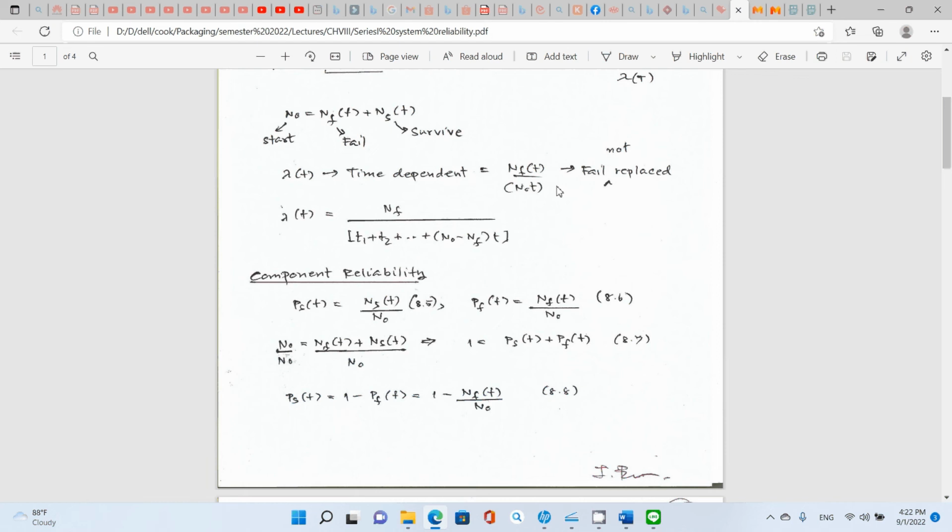But in the case that you are running the system and you find some components that fail, you need to apply a different equation, in case you replace the failed one with a good one. For example, at 2 hours you find one component failed, and you replace it with a good one. You keep working, and you find another one, for example 4 hours later, and you replace the second failed component with a good one. So you can apply this equation for the failure rate equal to Nf over T1 plus T2 plus (N0 minus Nf) multiplied by T.